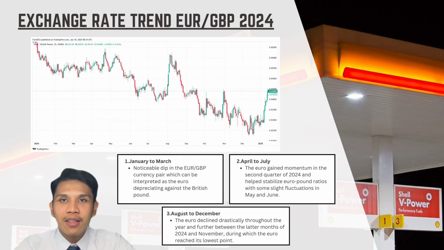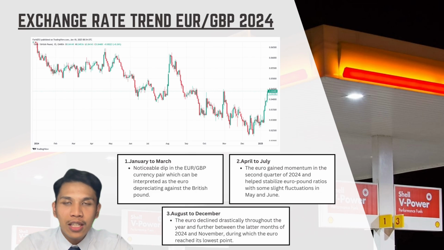Next, exchange rate trend EUR-GBP 2024. In the first quarter of 2024, there was a noticeable dip in the EUR-GBP currency pair, which can be interpreted as the euro depreciating against the British pound. There are many reasons for this.